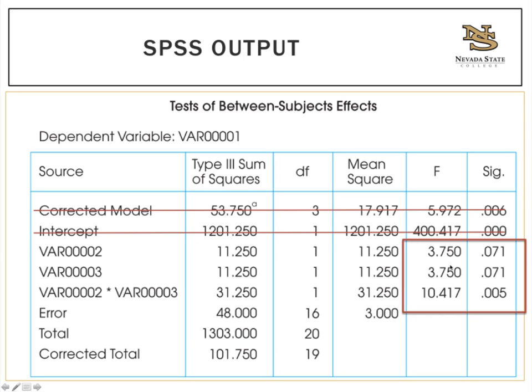We have this F ratio. We have again a significance or a p-value of 0.071. Again, not below our alpha of 0.05. And so we cannot reject that null. We fail to reject the null.